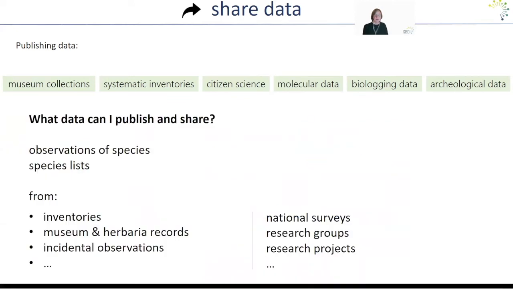So what data can you publish and share? It's biodiversity data, observations of species, or species lists. And this can be from inventories, it can be museum and herbarium records, it can be incidental observations or other. It can come from national surveys, from research groups, from research projects, or other.